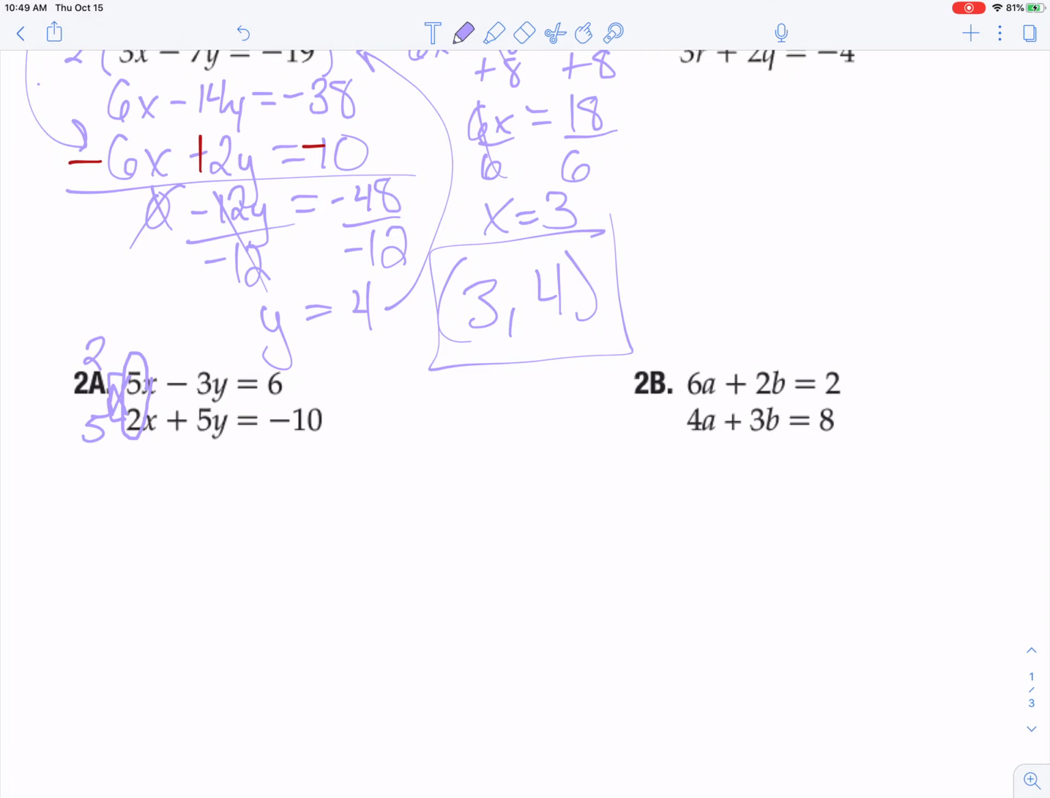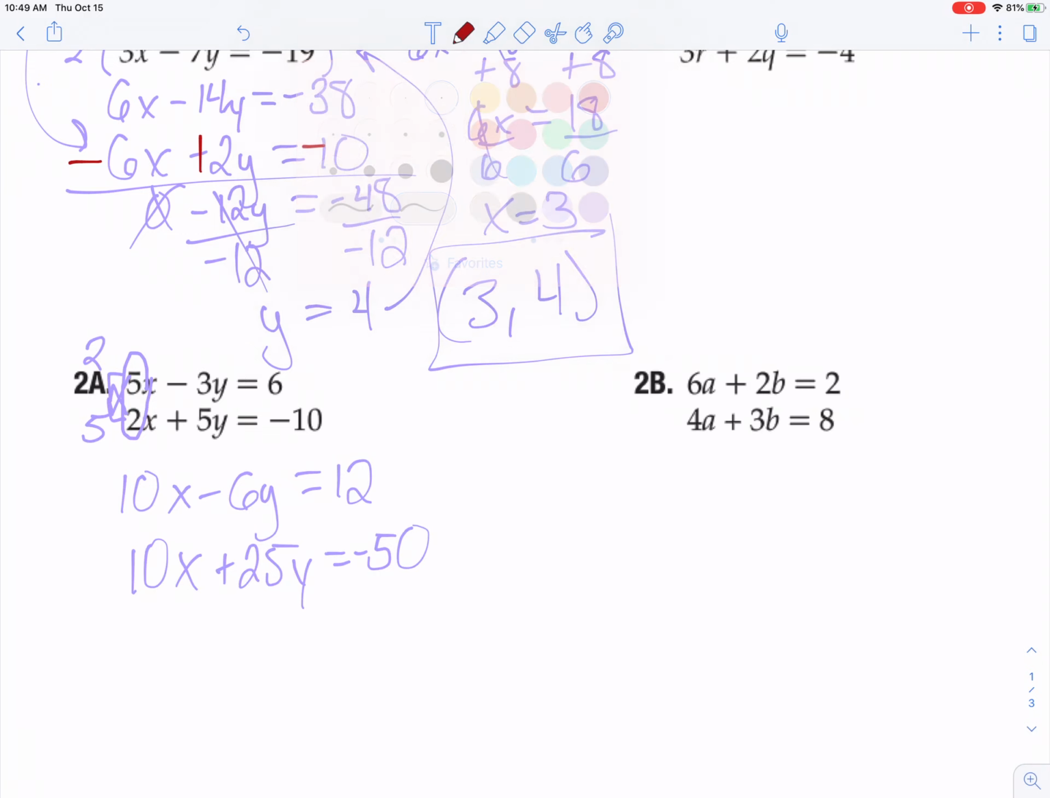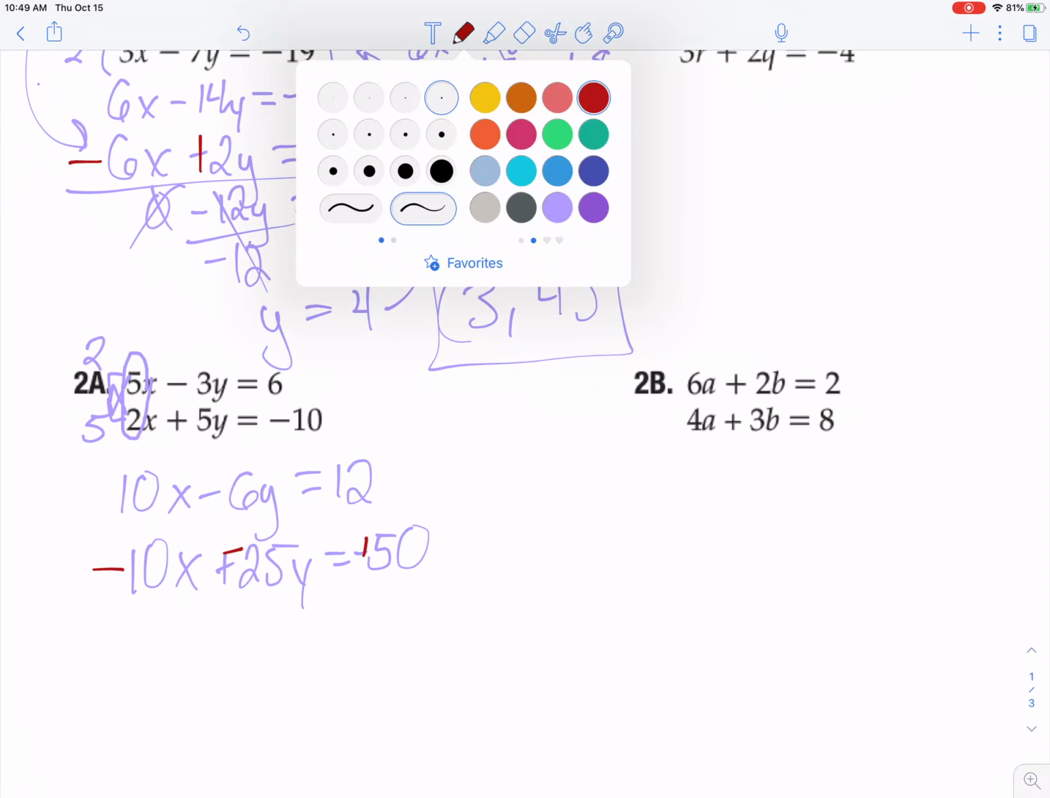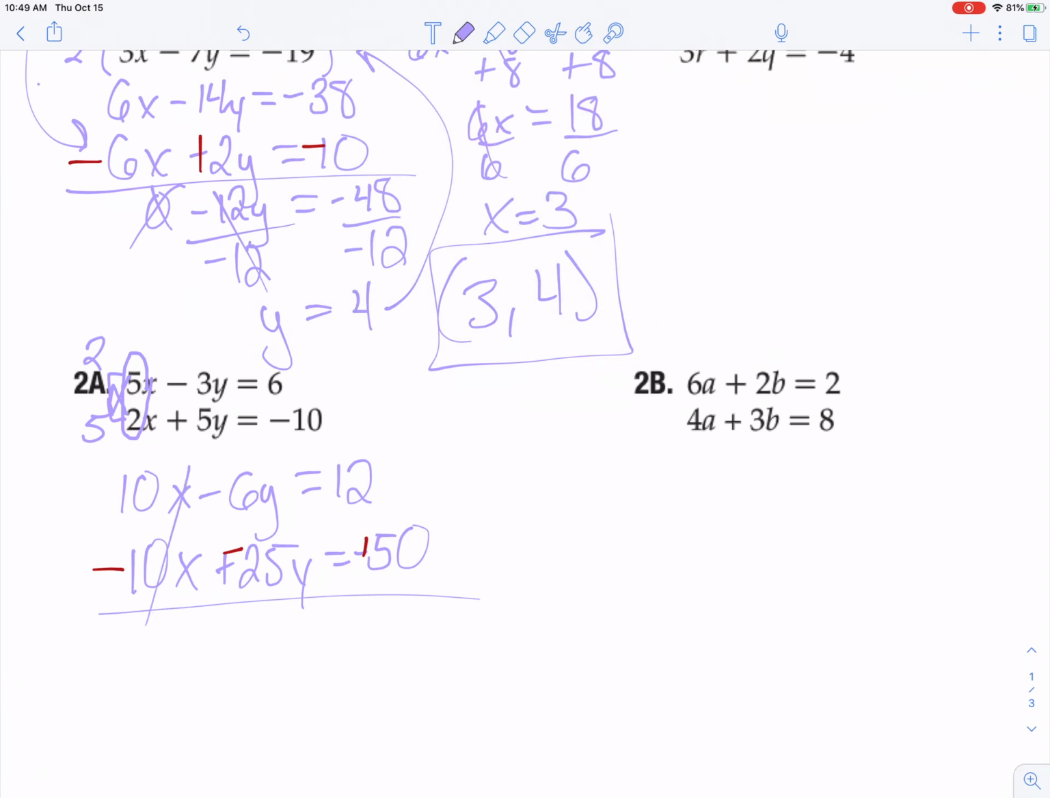So it'll be 10x minus 6y equals 12. 10x plus 25y equals negative 50. Okay, super secret ninja move. Let's subtract, change the signs. And now I can add down. And I can solve.